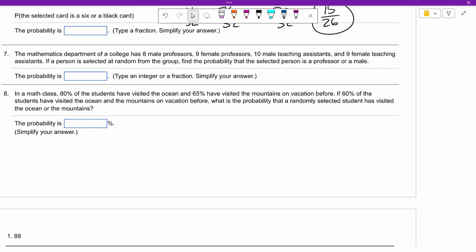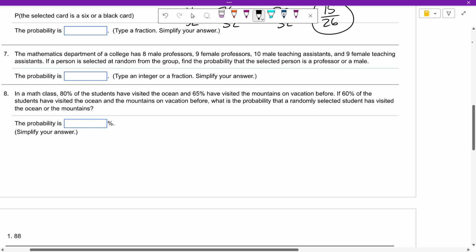All right. A math department has 8 male professors, 9 female professors, 10 male teaching assistants, and 9 female teaching assistants. If a person is selected at random from the group, what's the probability that the person is either a professor or a male? Now here, there's a crossover. You can be a male and a professor at the same time. Okay? So, or a male and teaching assistant.